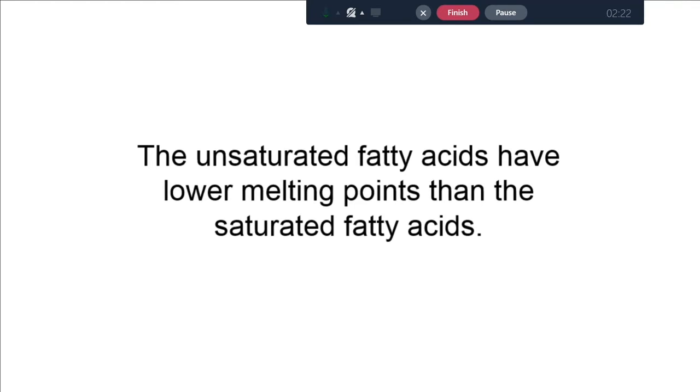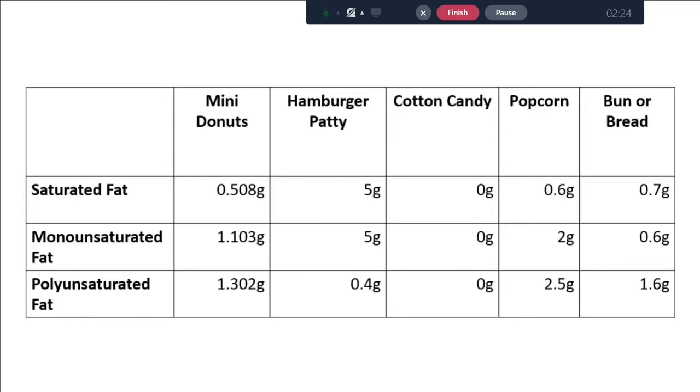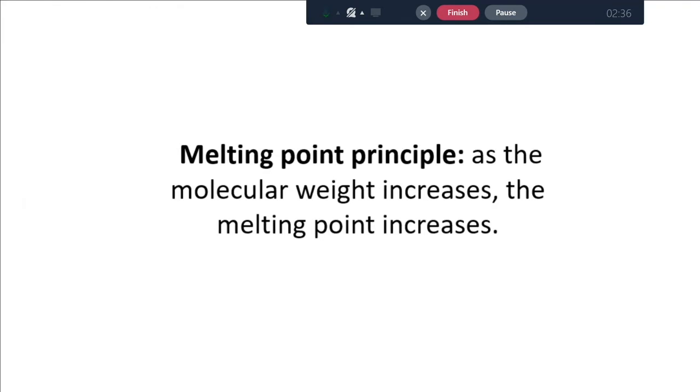Looking back to the table, we can see that hamburger patty has the highest amount of saturated fat, so it should be the food that has the highest melting point. And according to the melting point principle, as the molecular weight increases, the melting point increases. So the longer fatty acid chain should weigh more than the shorter one. Therefore, its melting point should be higher.